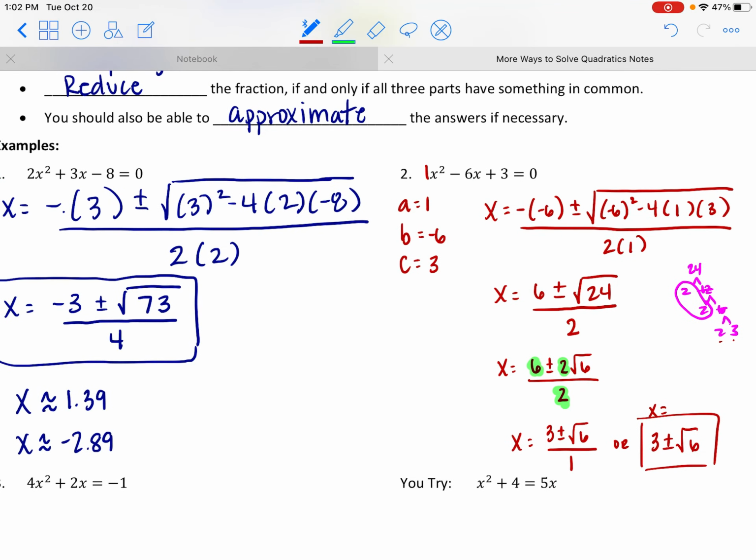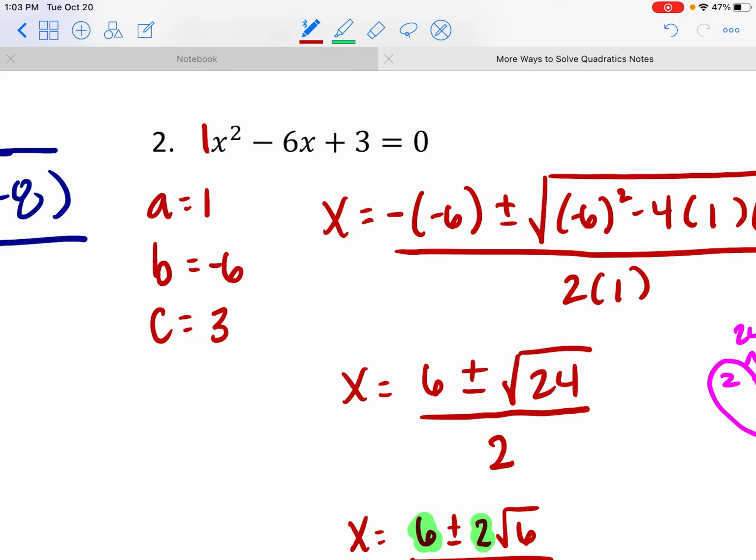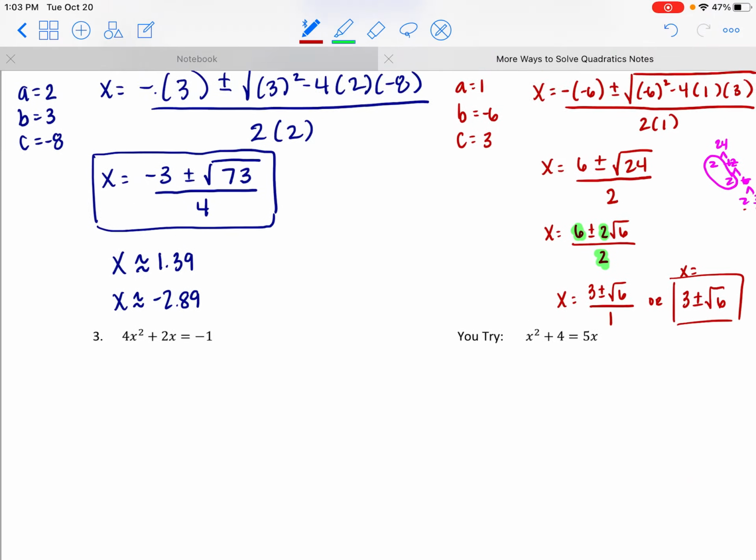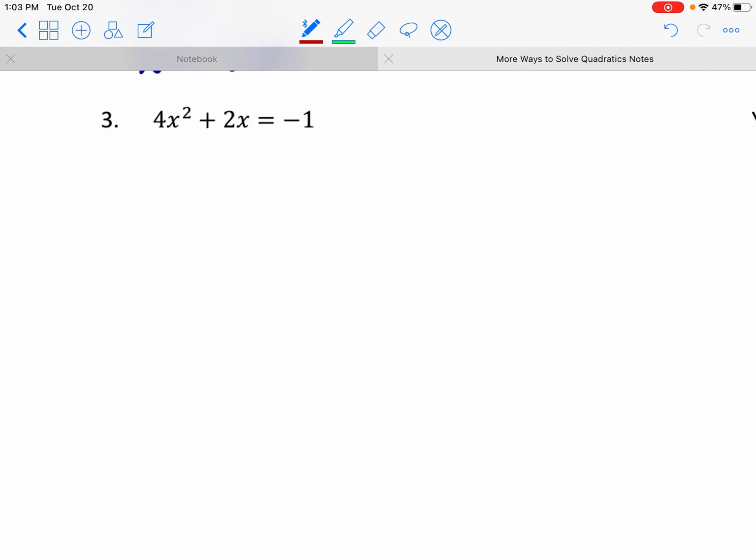Now, in my opinion, looking at number 2, I think it would have been easier to complete the square. So if you're looking at number 2 and you're like, oh, all I gotta do is take half of negative 6, which is negative 3 squared is 9, add 9 to that side, move the constant over. Like, if that's easier for you, then I think completing the square would have been a viable option there. If you prefer the formula, use the formula, okay?